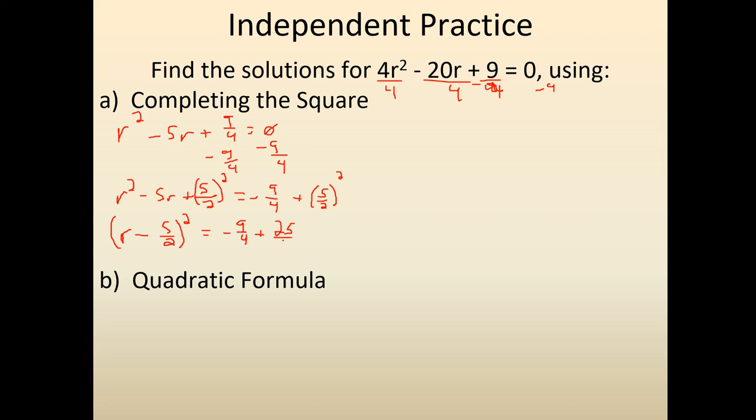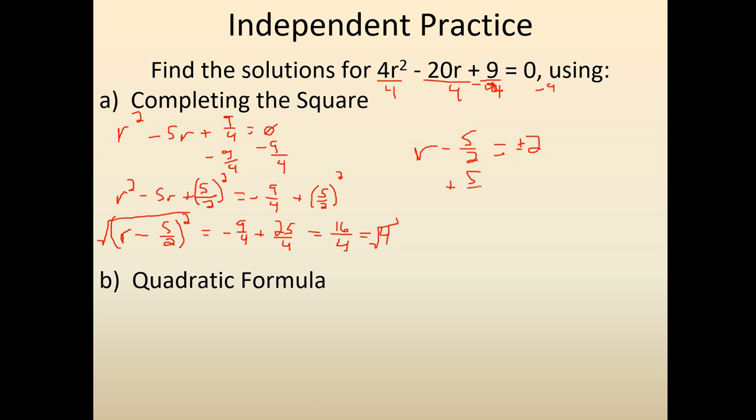25 over 4. This time the denominators are actually the same, so when I do 25 minus 9, I will end up getting 16 over 4, which does actually simplify in a nice way. This is equal to 4. So take the square root of both sides, and I'll end up getting r minus 5 halves equals 2. Plus or minus 2, sorry.